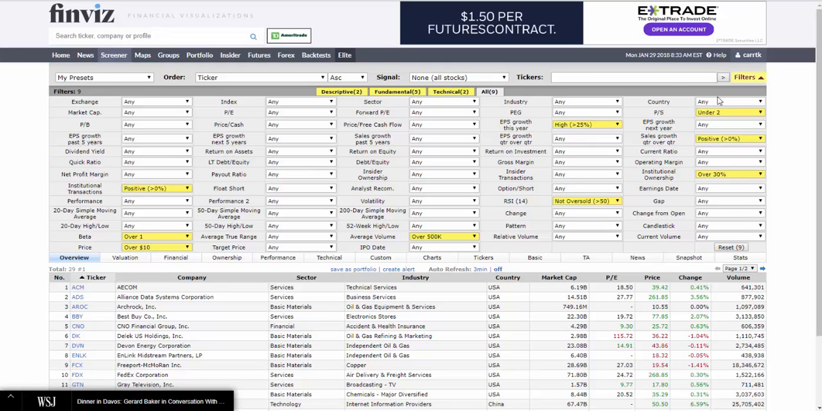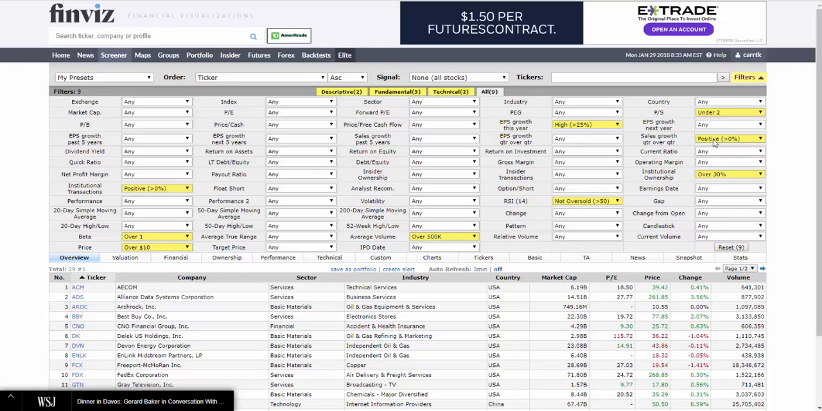Those two factors right there, in my research, my years and years of research, tell me that this set of two is the strongest correlation to forward price movement over the near term. So we want those two on our screen for sure. We're also looking for positive sales growth in the last quarter.